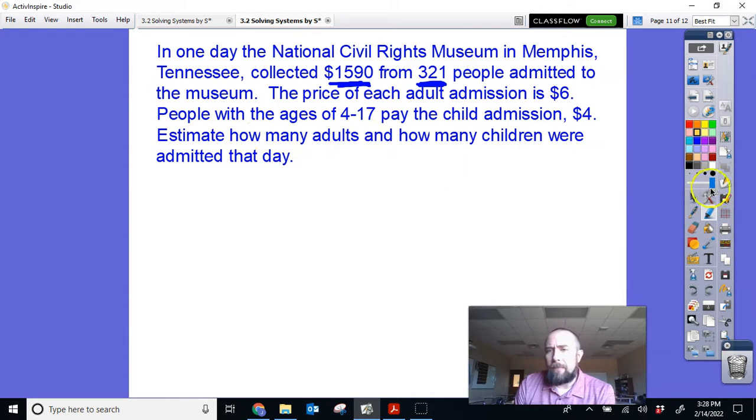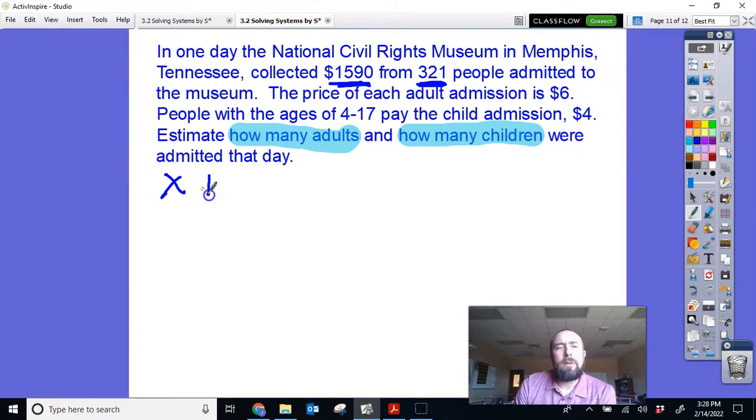Again, notice here, let me lower this down a little bit. How many adults, how many children, that's my variables. So I'm going to have x plus y. The total number of adults plus the total number of children is 321. So what we did when we had Mr. Harrison's gym with 50 people.